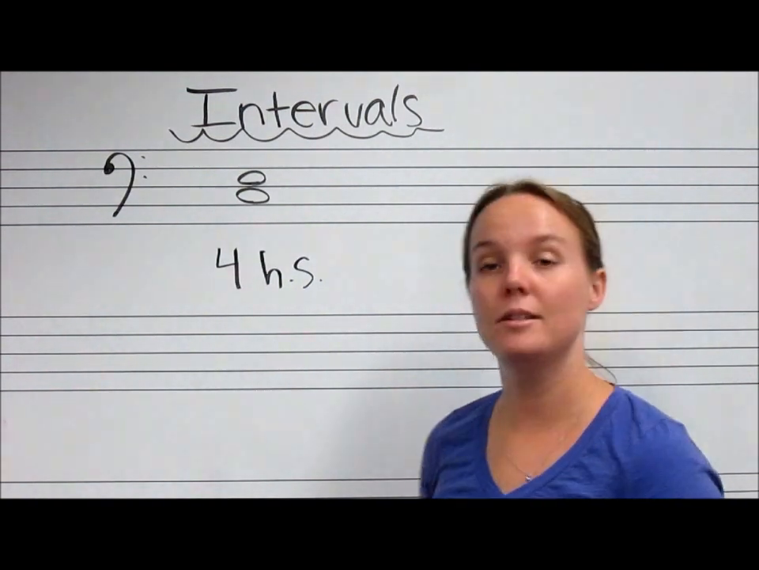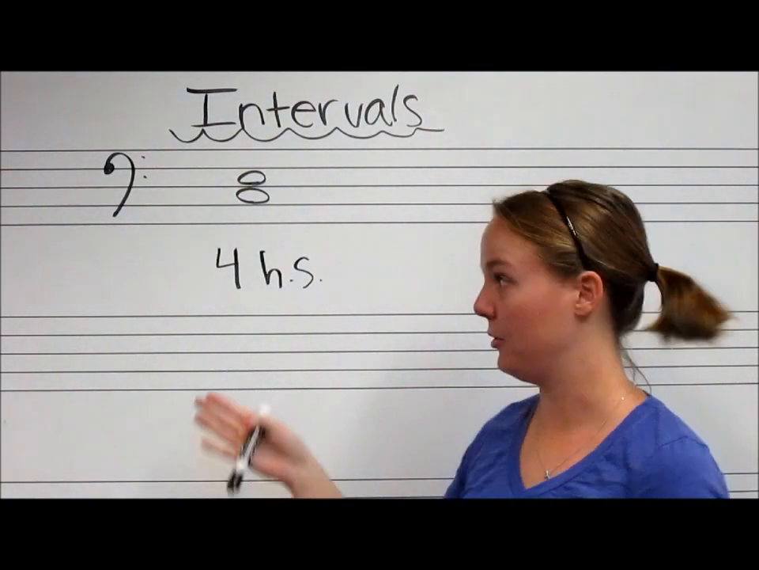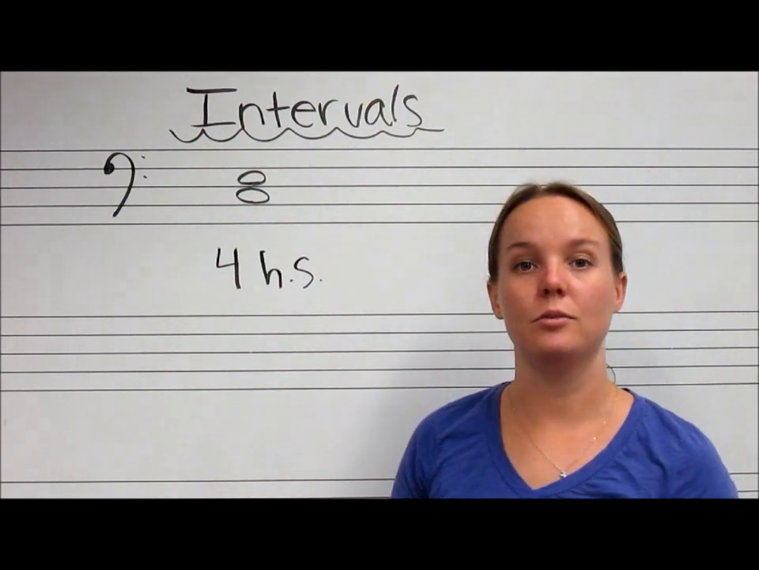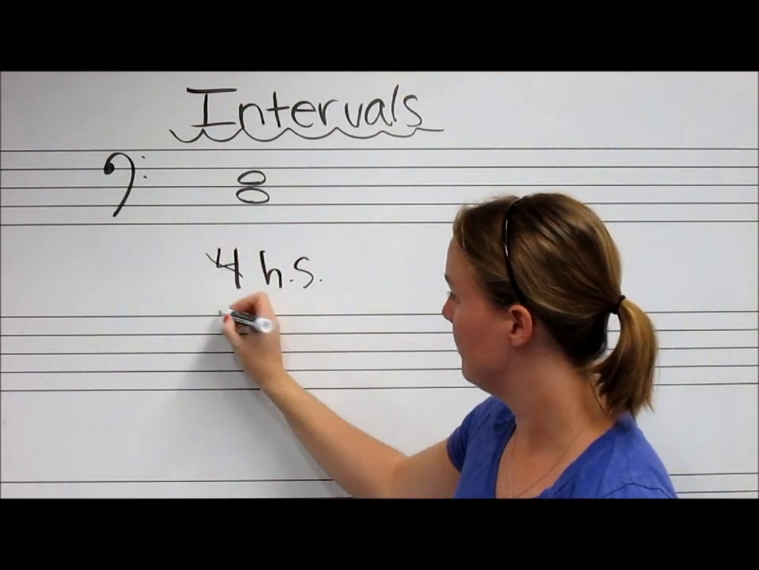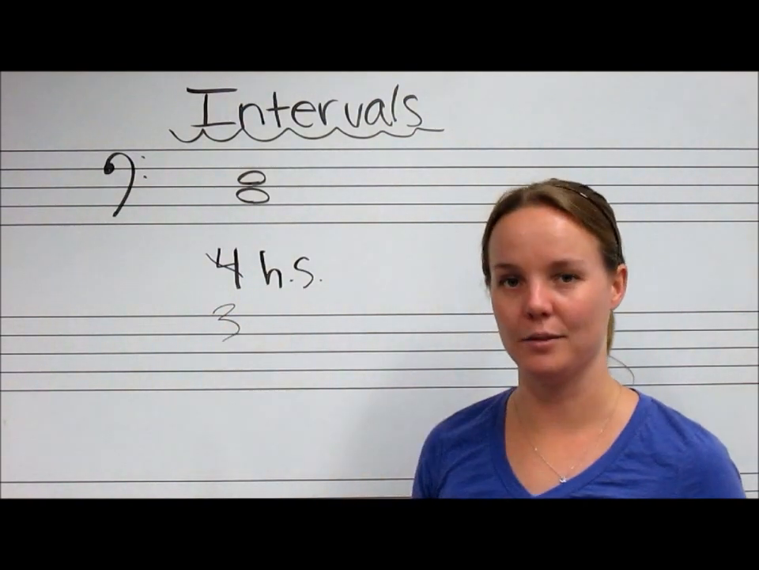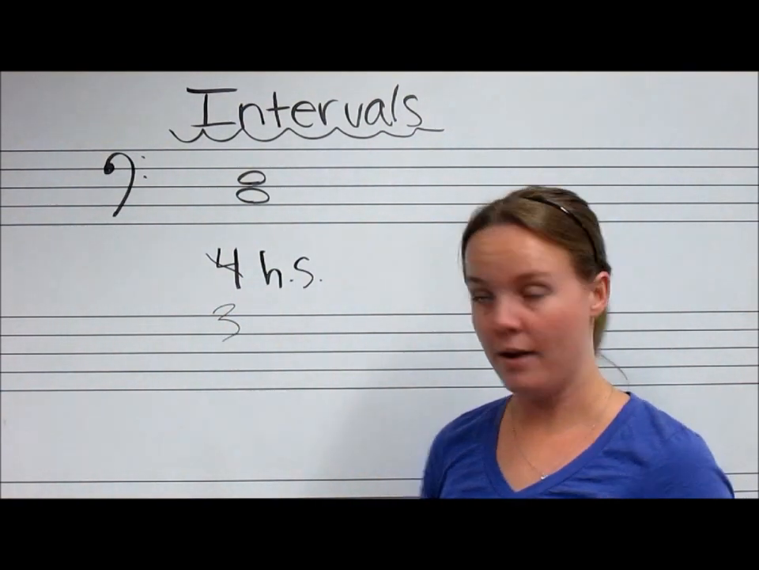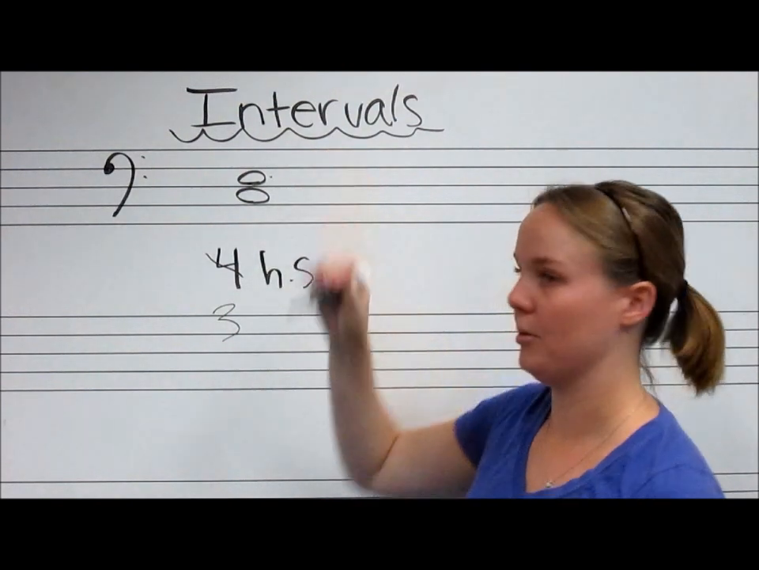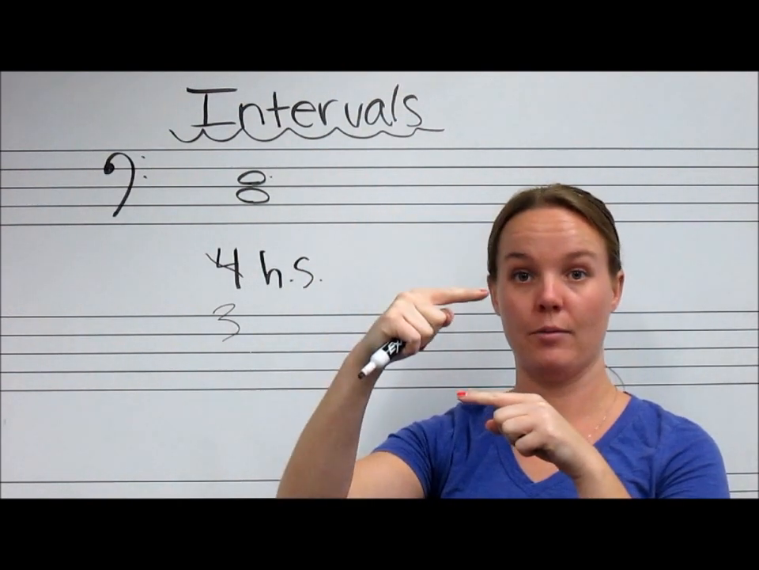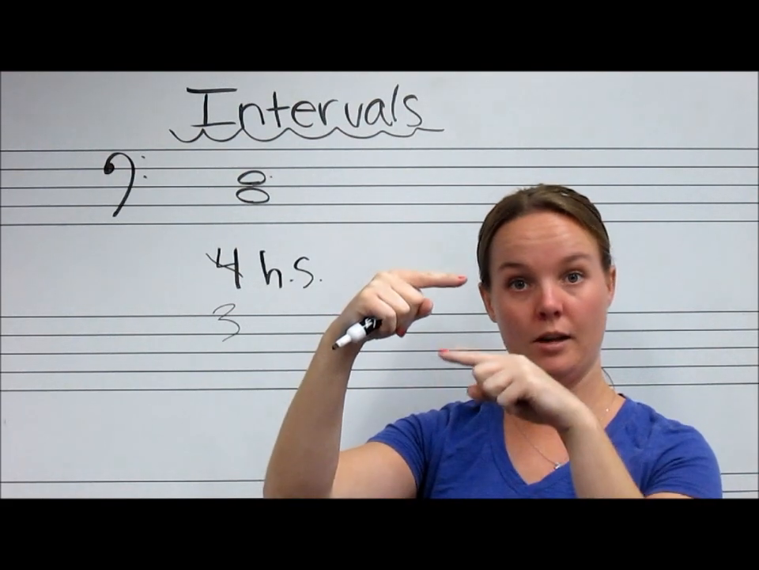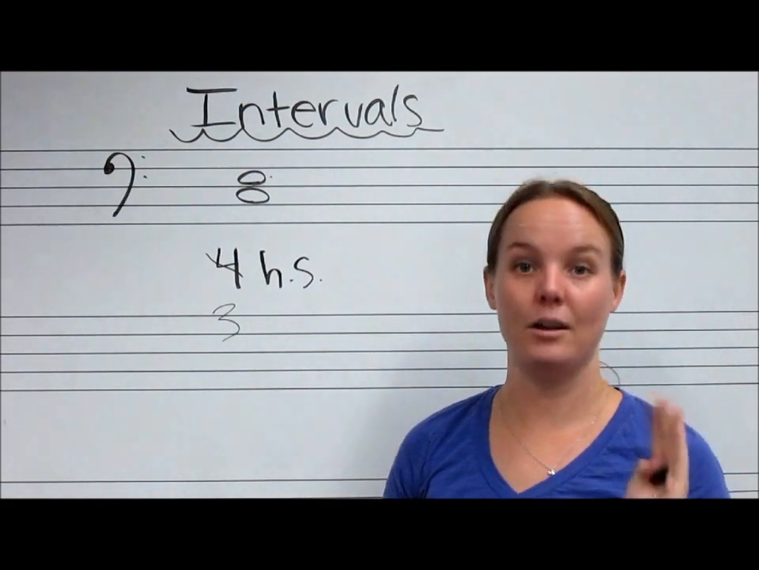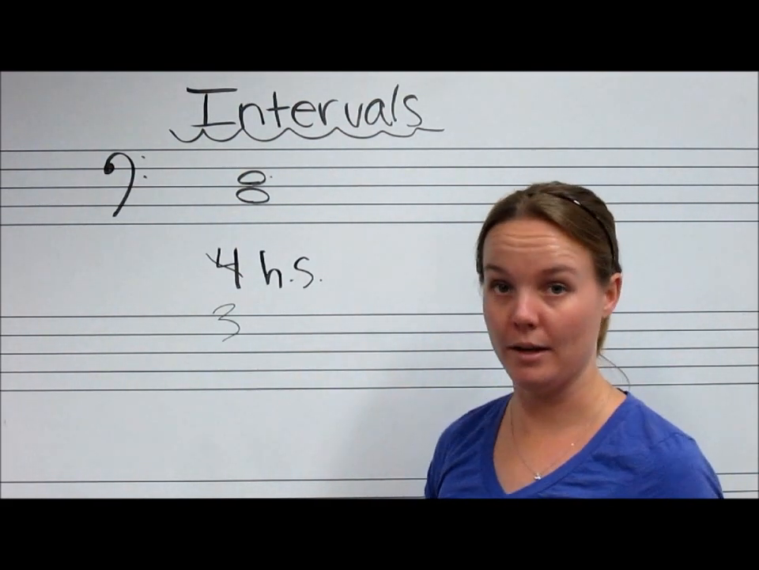Alright, now in order to make an interval minor, if you have a major interval, you have to subtract 1 half step from that. So we need to make this 3 half steps. There are 2 ways you can do that. You can either lower the top note, which will shrink it that way, or you can raise the bottom note, which will shrink it that way. Either of those will take away 1 half step from your interval and make it minor.